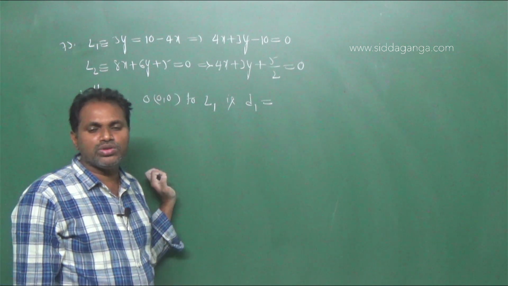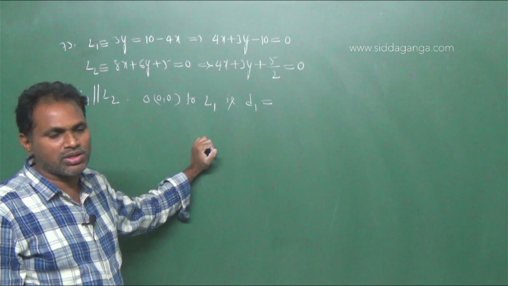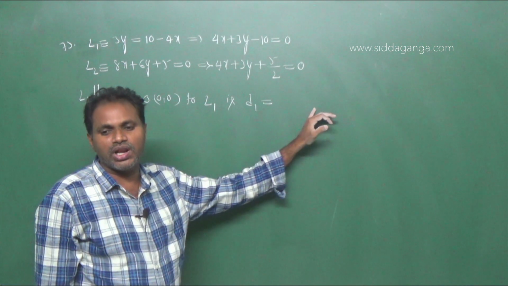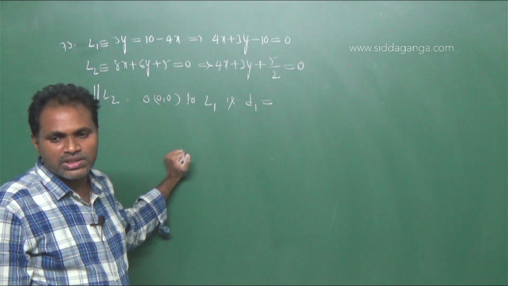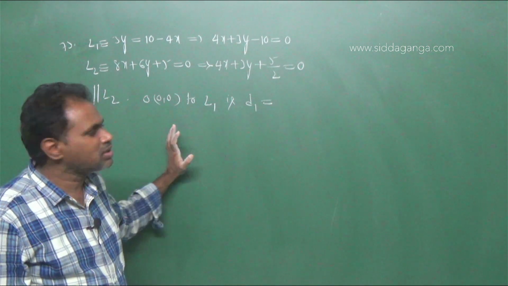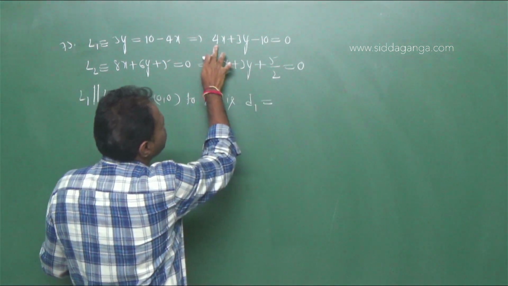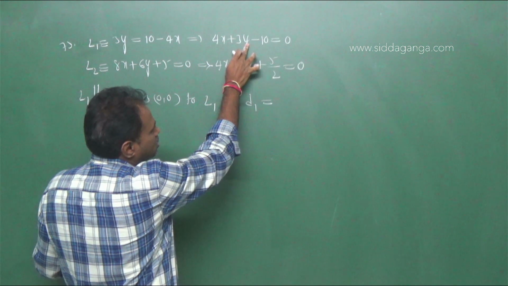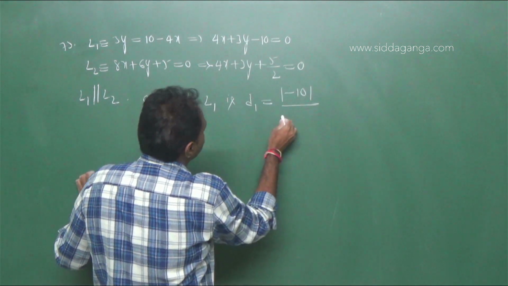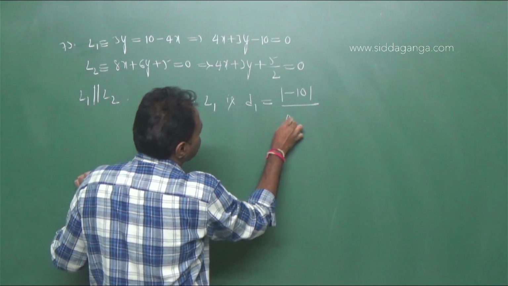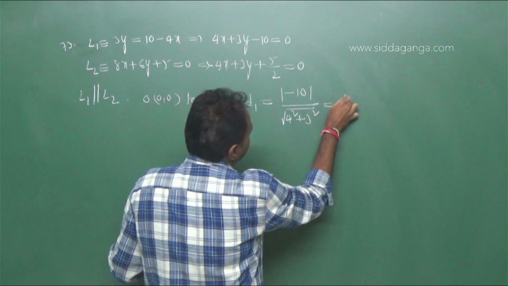The point is (x1, y1) and the line equation is Ax plus By plus C equal 0. Then the distance from the point to the line formula is mod Ax1 plus By1 plus C by square root of A square plus B square. Therefore, from the origin to the first line, the distance is mod of 4 into 0, 3 into 0, minus 10, that is minus 10 by square root of 4 square plus 3 square, that is 10 by 5.